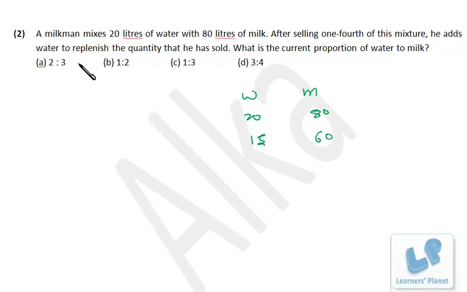Now he adds water to replenish the quantity that he has sold. How much quantity has he sold? That is 80 plus 20, 100, and 1/4 of that means 25 liters he has already sold, and he is mixing 25 liters of water. So 15 was there, 25 liters is mixing, so in all it is 40 liters of water and 60 liters of milk. The ratio is 2:3, right? No complication is there. So do not look for any sort of shortcuts over here. It's just a matter of 20-25 seconds only, right?